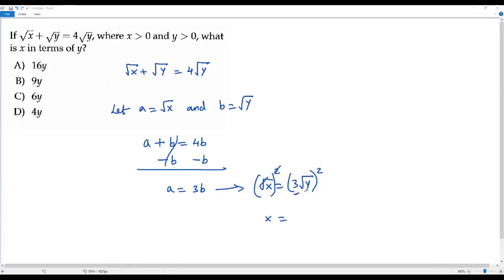On the right side, we have 3 and square root of y multiplied, and we have the common exponent 2. Whenever two terms are multiplied and there is a common exponent, the exponent can be taken separately for each term and the results multiplied. Then we get 3 square times square root of y, the whole square. The value of 3 square is 9, and here the square root and square will cancel. We just get y. Now I got x in terms of y, that is x equals 9y. We find this 9y in answer choice B. The correct answer choice for this question is B.